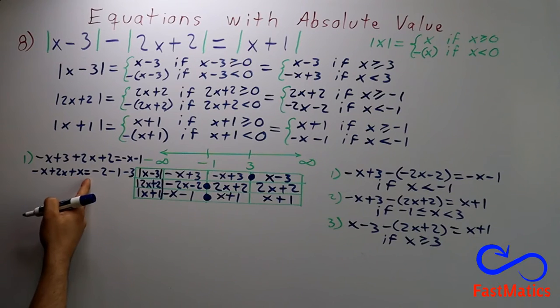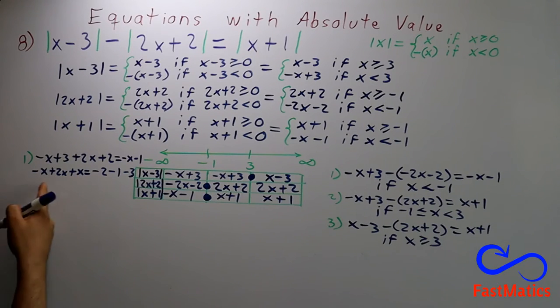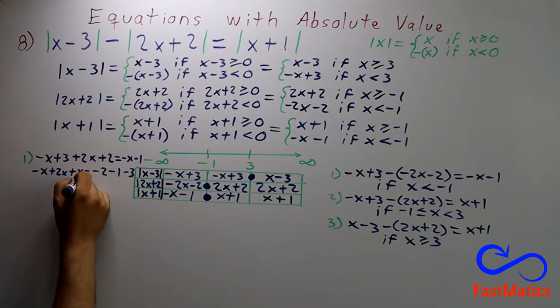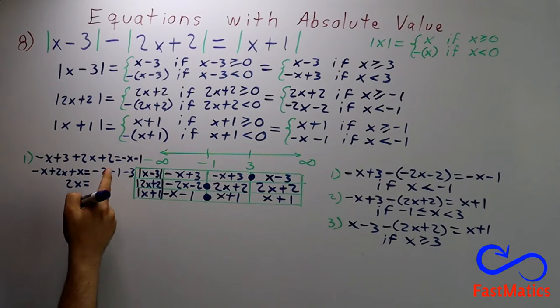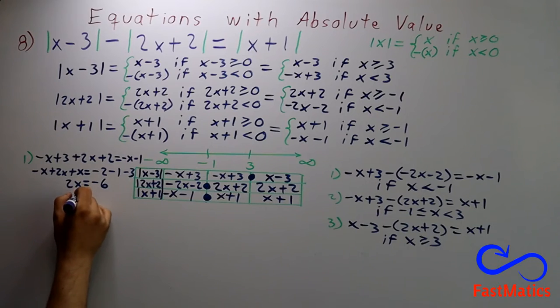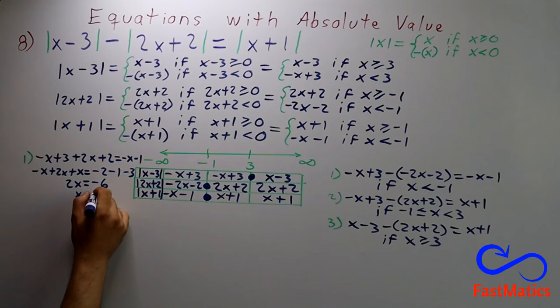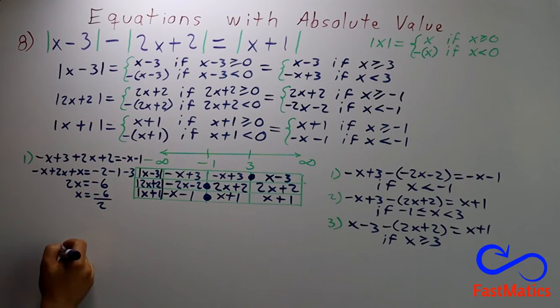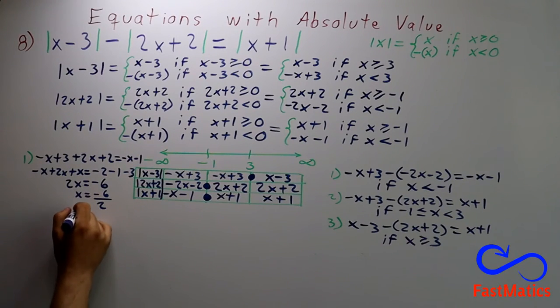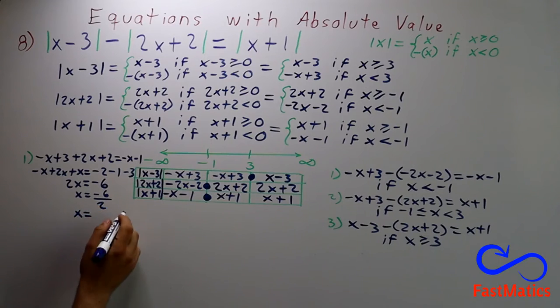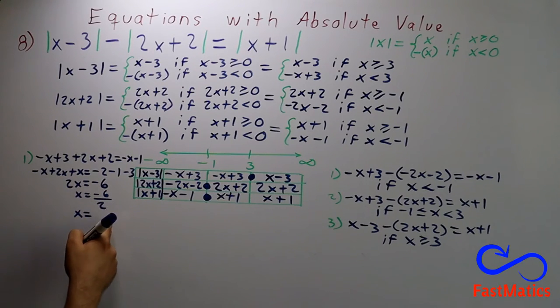We worked with that. 2x plus x, 3x minus x, 2x will be equal to negative 2 plus negative 1 plus negative 3 is negative 6. And here you have x is equal to negative 6 divided by 2, because you pass the 2 to the denominator. And here x will be equal to negative 6 divided by 2, which is negative 3.